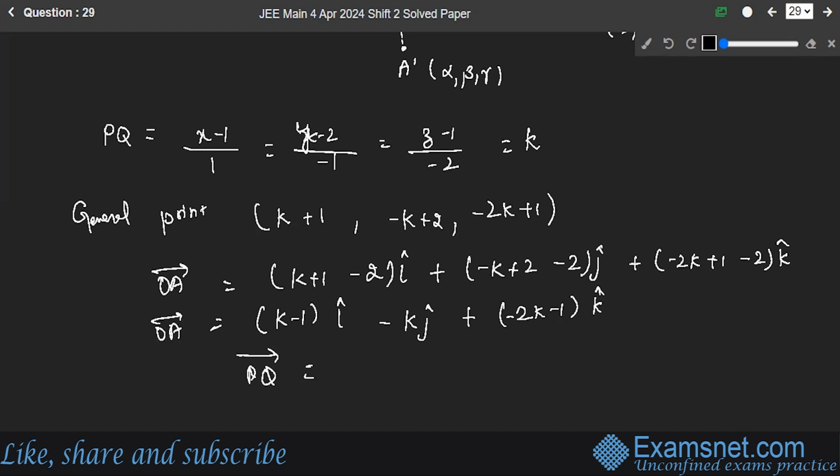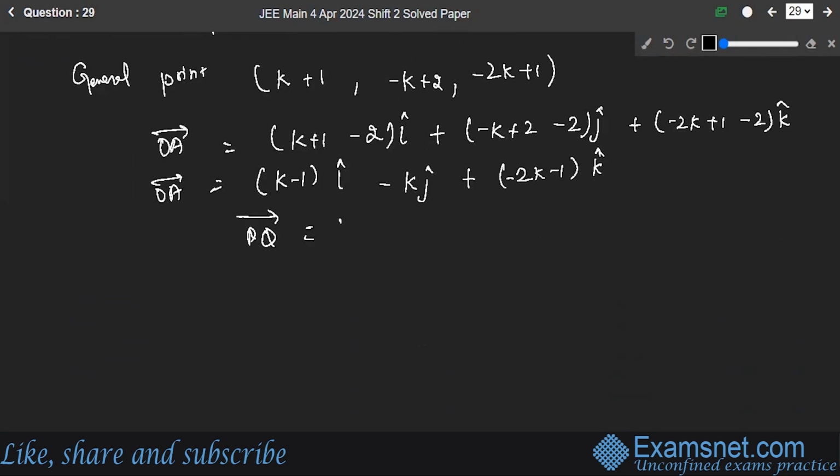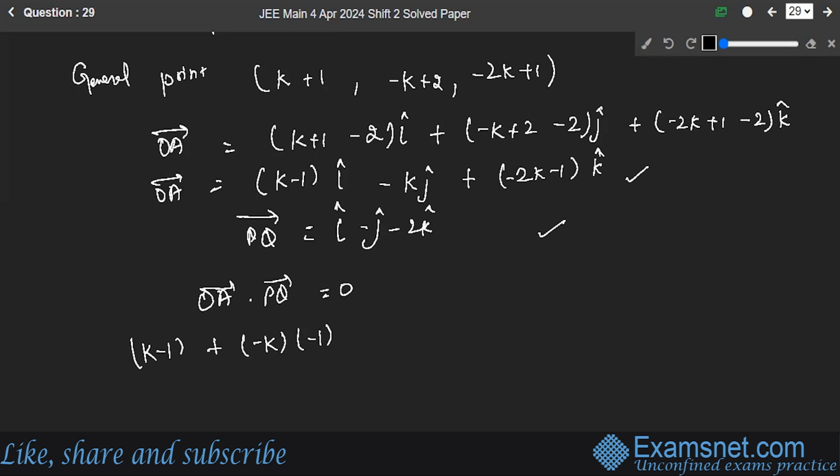Also, the PQ line in the vector form, let me check. This is 1, 1, minus 1, minus 2. Okay. Now, OA and PQ are perpendicular to each other. That means their dot product is equal to 0. So this is your OA and this is PQ. Let's find out the dot product. This is k minus 1 plus minus k into minus 1 and minus 2 into minus 2. This is equal to 0.